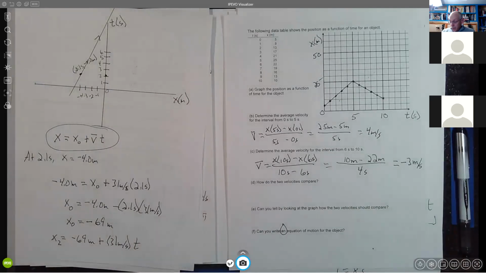I have one last question, kind of a weird one, kind of quick. X naught is displacement at 0, I think. I'm not saying that right. It's the position at 0 seconds, the position when t is equal to 0.